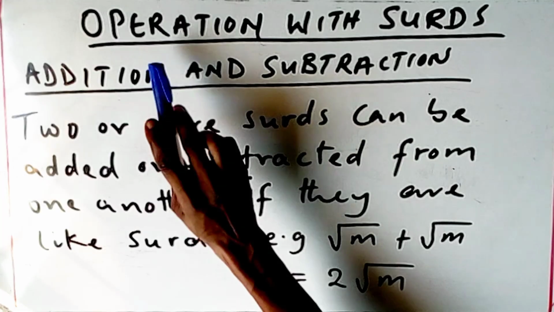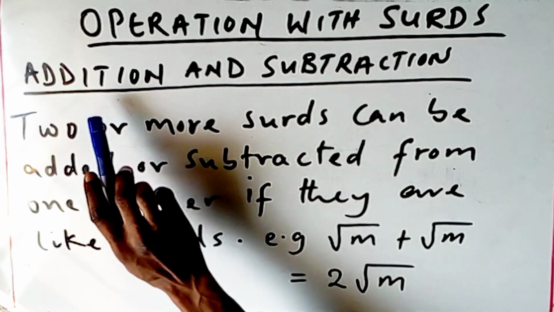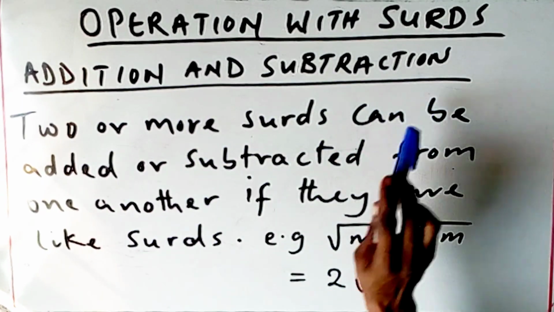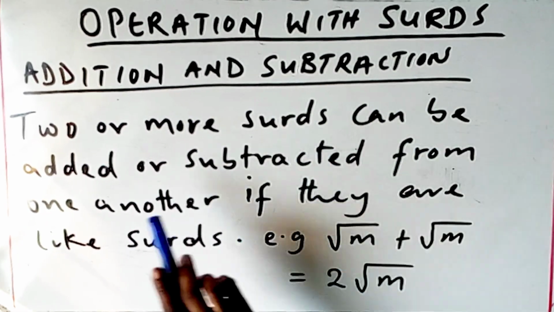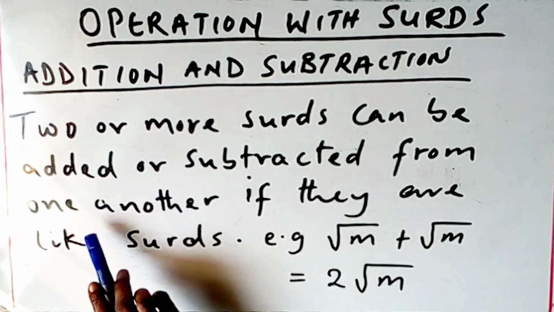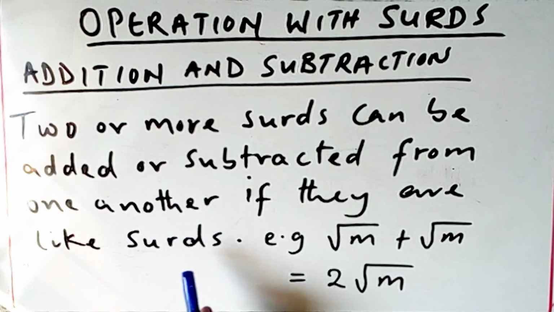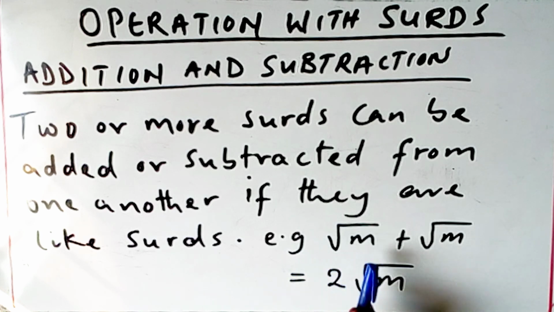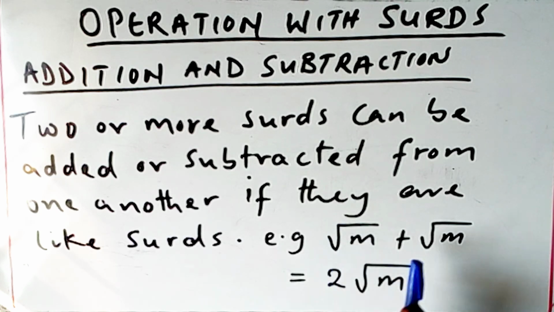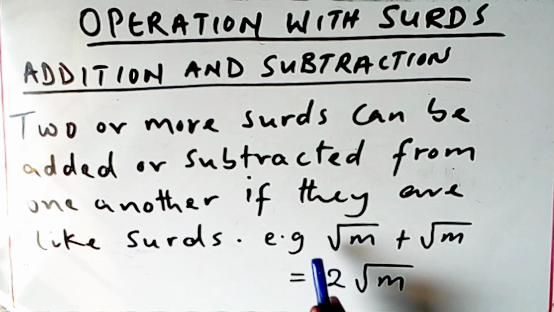2. Operations with surds. We're going to start with addition and subtraction. Two or more surds can be added or subtracted from one another if they are like surds, e.g. root m plus root m. That will give us 2 root m. As we know, the coefficient of root m is 1. So 1 plus 1 will give us 2. That's how we got that 2.